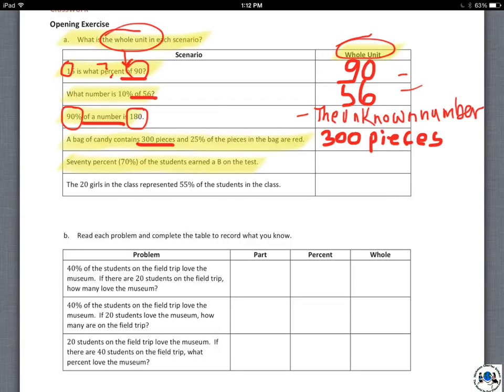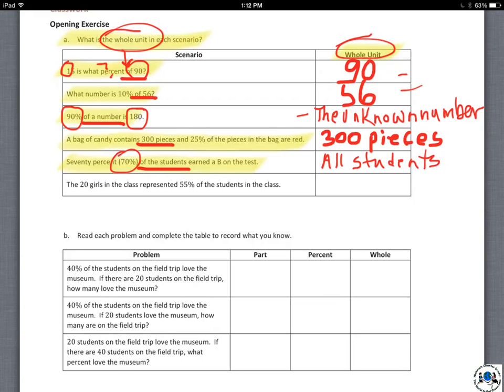The next one: 70% of the students earned a B on the test. This is another one of those "of the students," and that is unknown. So all the students is the whole. We have a percent. We have students earned a B on the test. Do we have the part? Yeah, that's the part and the percent. We don't actually quite know.